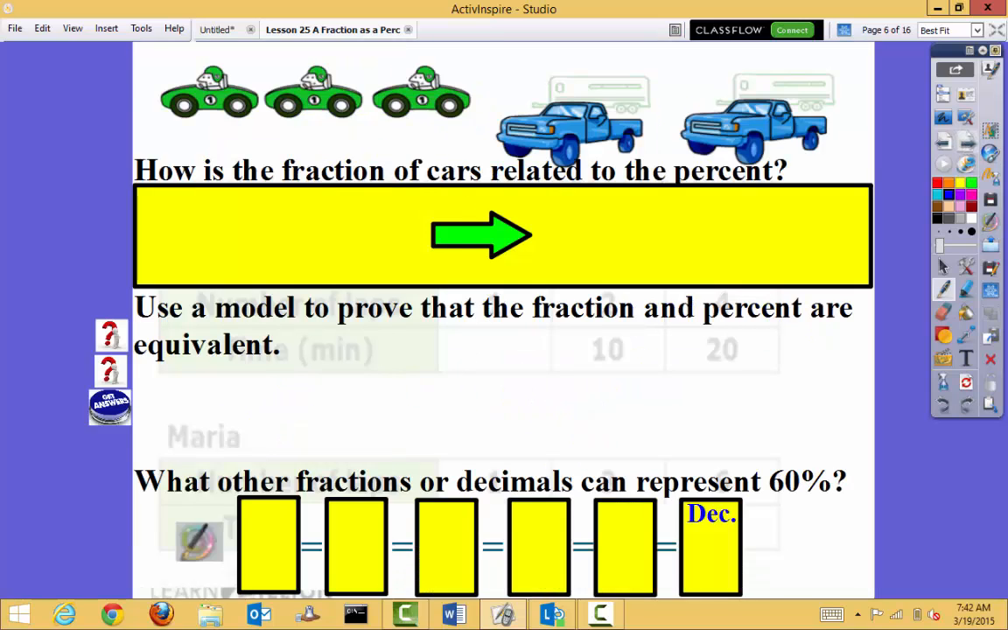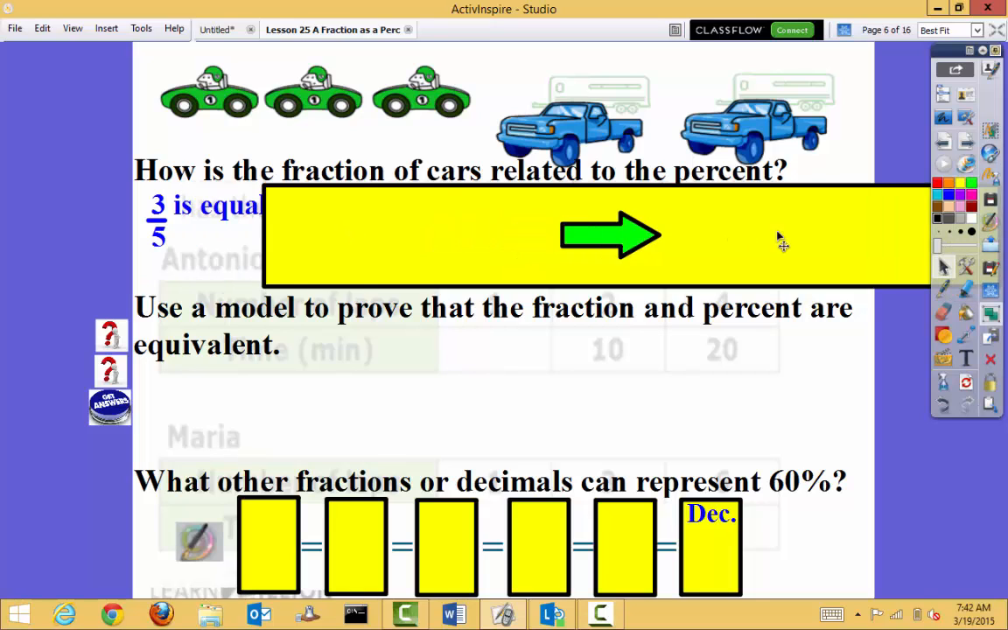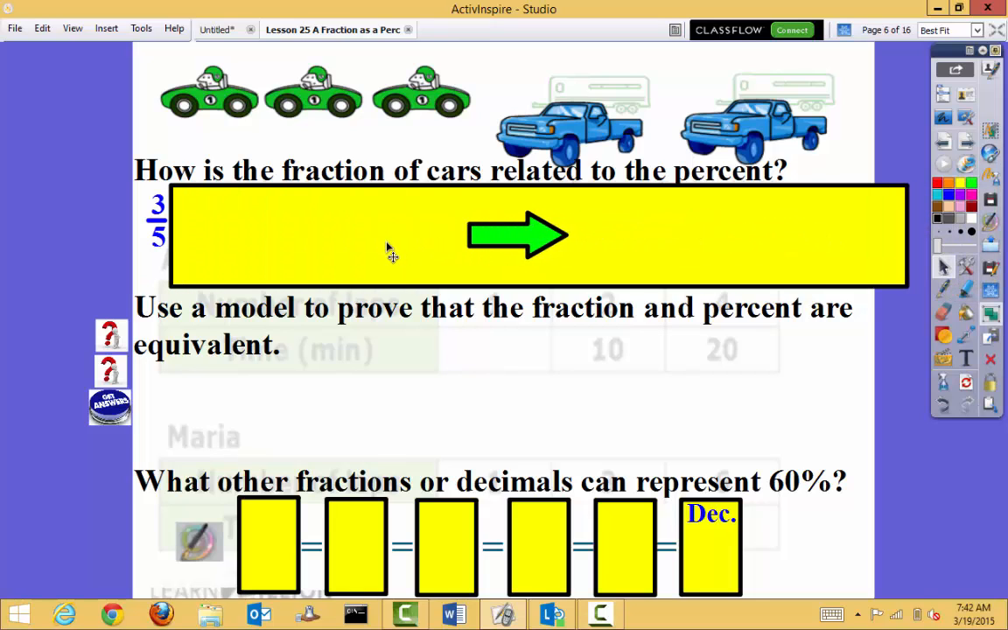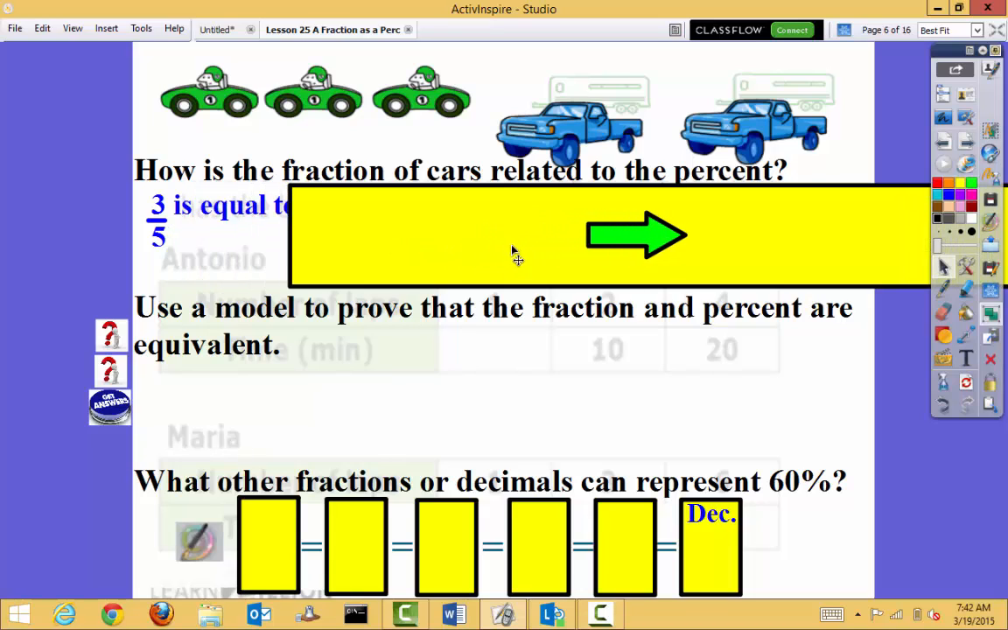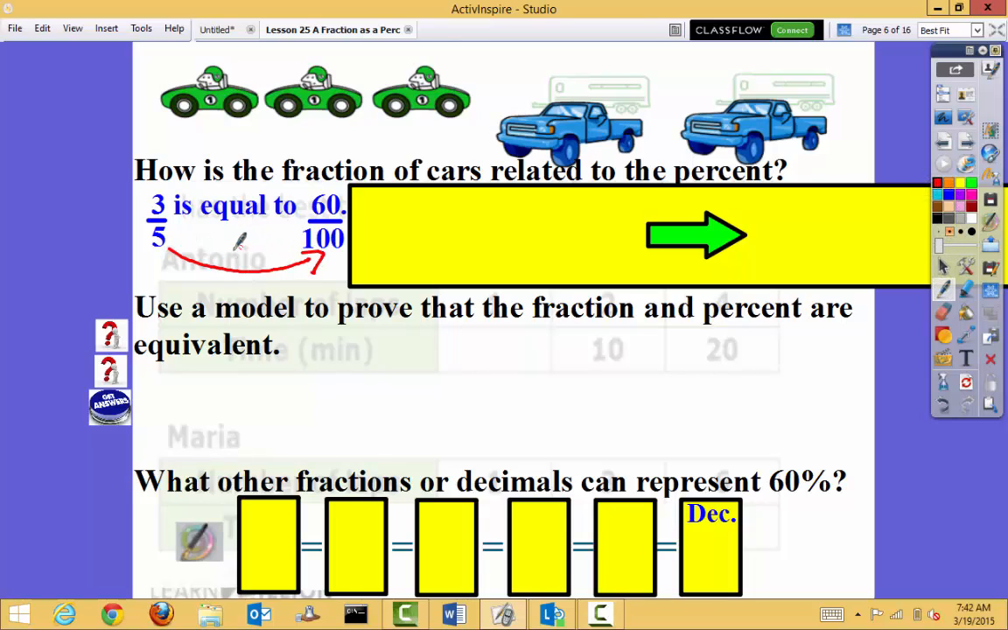All right, let's go on to our next problem. So how is the fraction of cars related to percents? Well, I know my fraction is 3/5. How can I get that 3/5 to have a 100 as a denominator? Well, I'm going to do this. I'm going to multiply by 20. So I also have to multiply my numerator by 20.